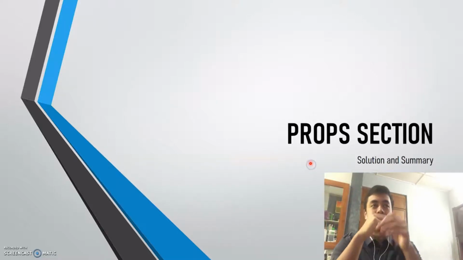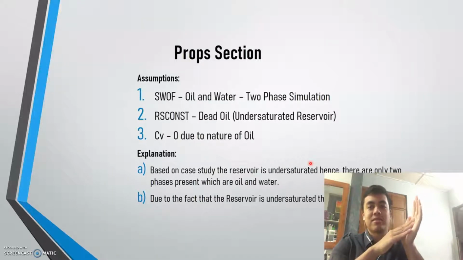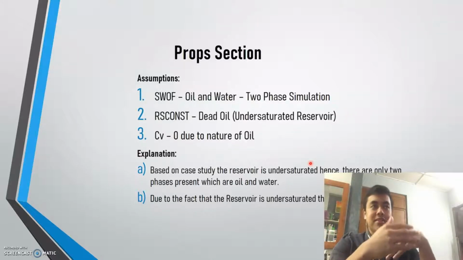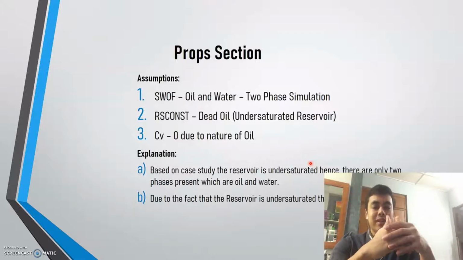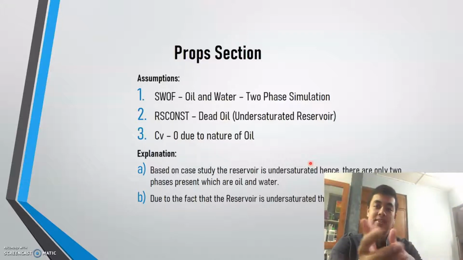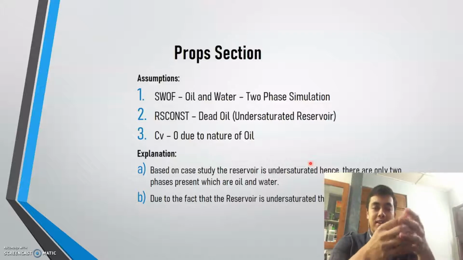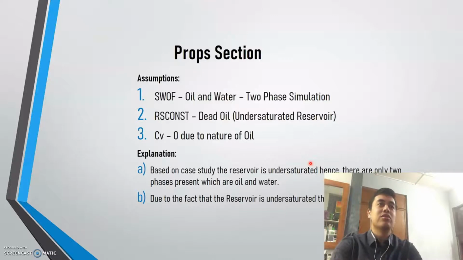Before we start with the coding for the PROPS section, we have to make a few assumptions which are obtained from the case study. First and foremost is SWOF, which means there are only 2 phases inside this simulation, which are oil and water. Next is to determine the type of oil. As we have received from the case study, it is stated that this reservoir is an undersaturated reservoir, which means it is dead oil, therefore RS is constant. And the third assumption is that CV is equal to 0 due to the nature of dead oil. Now let's move along to the coding.